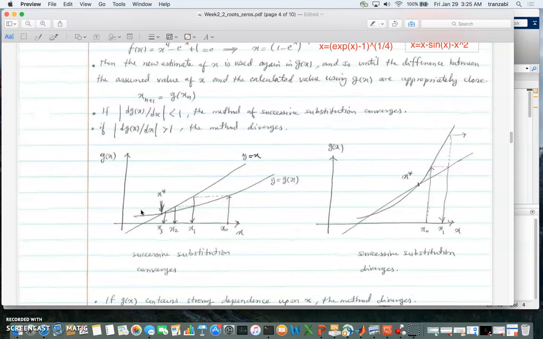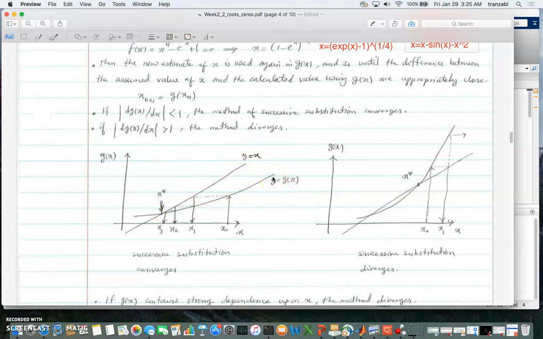After we convert a problem into x equal g of x, we can split this equation into two equations. One is y equal to x, and the other one is y equal to g of x. In this plot, we have two functions, and we want to find the intersection of the two. y equal x is one function, y equal g of x is another one, and the intersection is where x equal g of x.